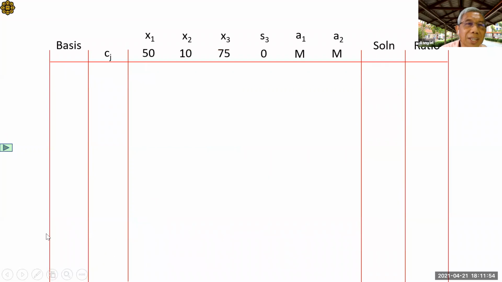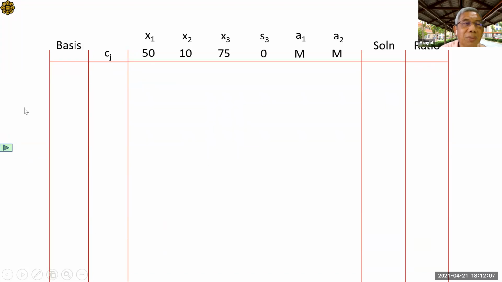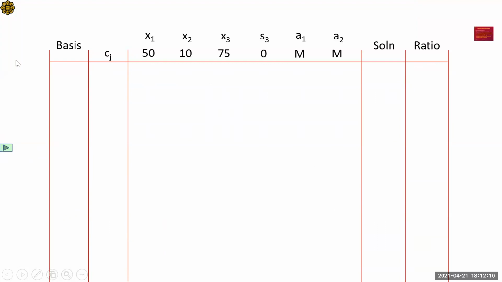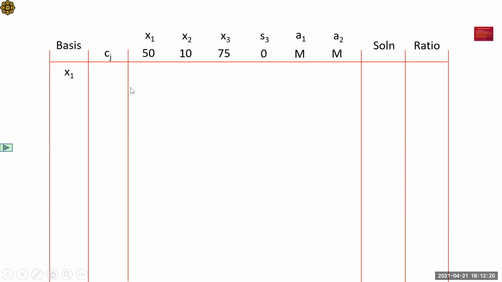So A1 is A1 or A2? What was in the previous one just now? A1. A1 leave already. So A1 leaves. Who comes in? X3, I think. X1 was somewhere here. Oh, sorry, S1. X1. And then the next one is X2. Stay or leave? Stay. The third one, S2.